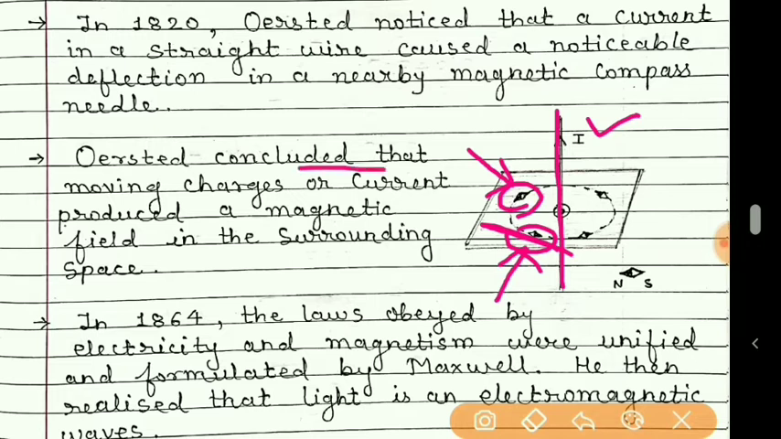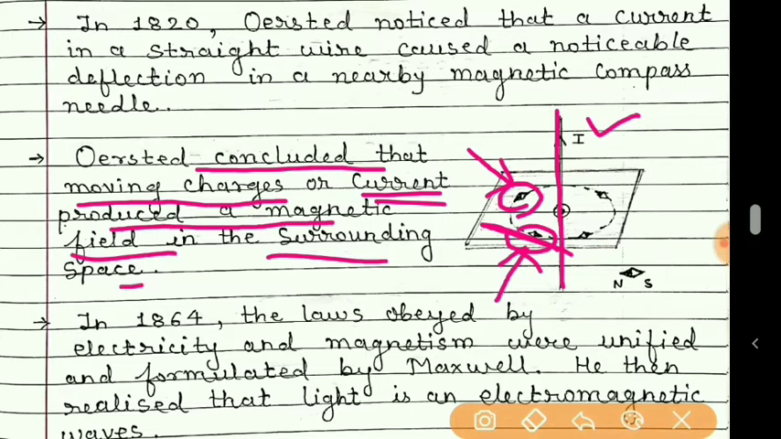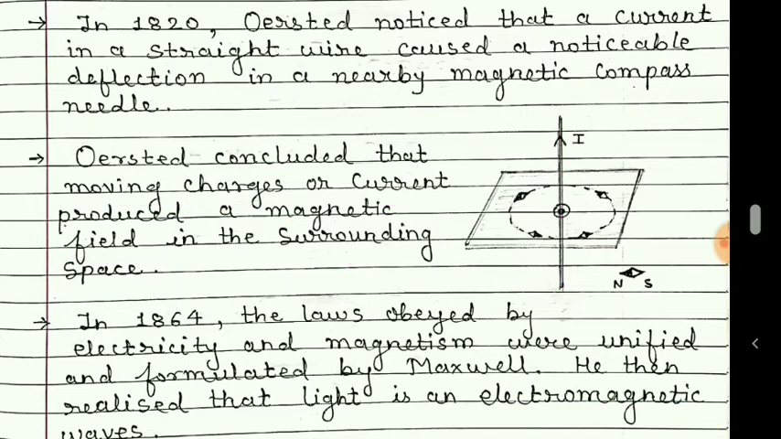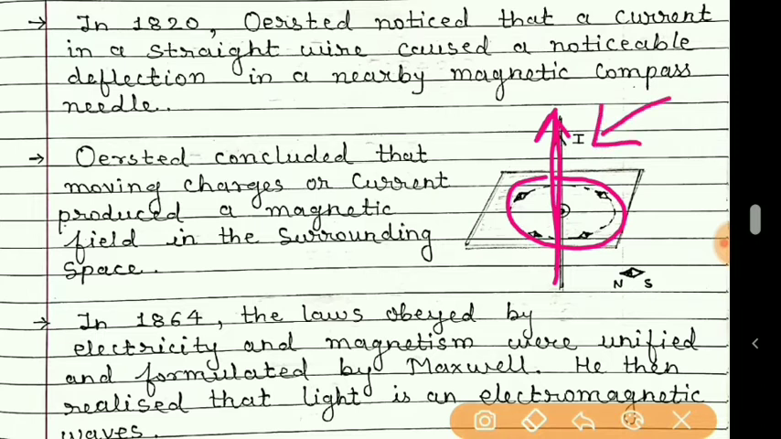So Oersted concluded that when charges are in motion, which we call a current, that produces a magnetic field in the surrounding space. Means if there is a current in a wire, then that current produces a magnetic field in the form of a circle, and that magnetic field produced due to the current affects the needle placed in a magnetic compass.